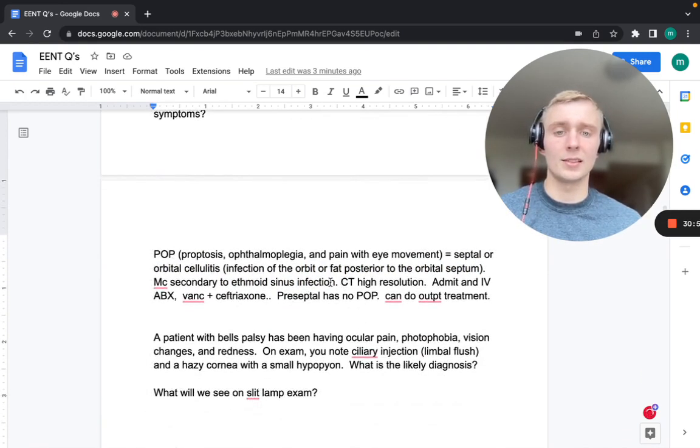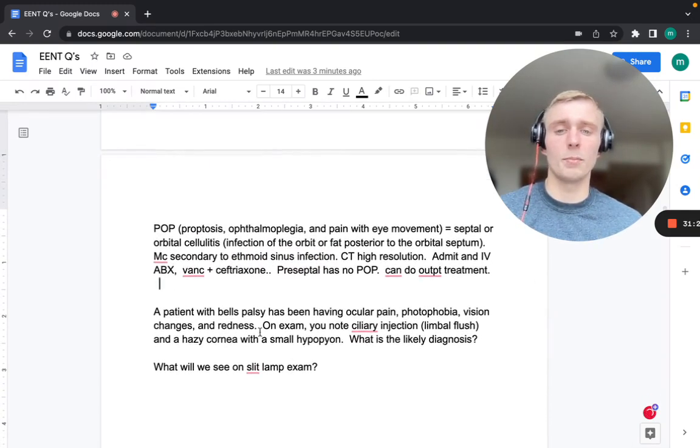The best test is going to be a high resolution CT to see in that area. We want to admit them and give IV antibiotics. We can do broad spectrum, so we want to cover with vancomycin and also ceftriaxone. Preseptal has no POP, no proptosis, ophthalmoplegia, or pain on eye movement, and you can do outpatient management with antibiotics. Again, it's most commonly secondary to an ethmoid sinus infection. You want to do a CT, and of course, antibiotics for this condition.